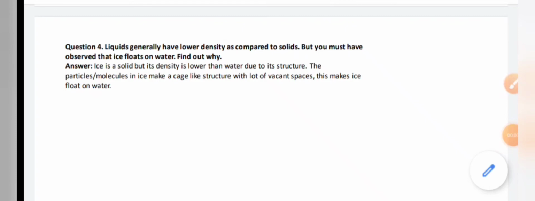Now, here is the last question, question number 4. Liquids generally have lower density as compared to solids, but you must have observed that ice floats on water. Find out why. Answer is, ice is a solid, but its density is lower than water due to its structure. The particles in ice make a cage-like structure with a lot of vacant space. Vacant means khali, khali jagah. This makes ice float on water.